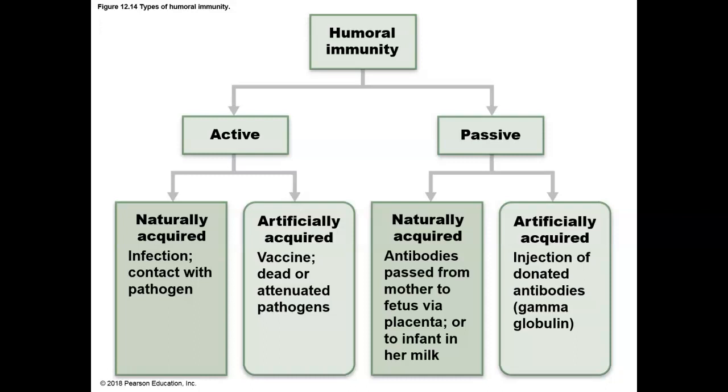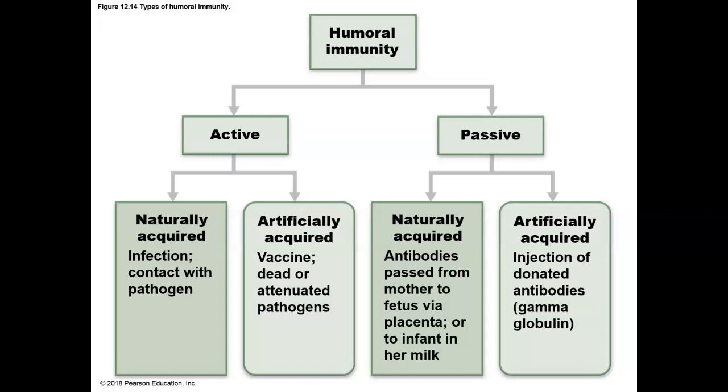We can also acquire humoral immunity through passive mechanisms. So naturally acquired passive immunity would be receiving antibodies from mom via the placenta or from breast milk. These antibodies will protect the infant, but they don't produce memory. So we don't have memory, so these antibodies will only last for 1 or 2 weeks.